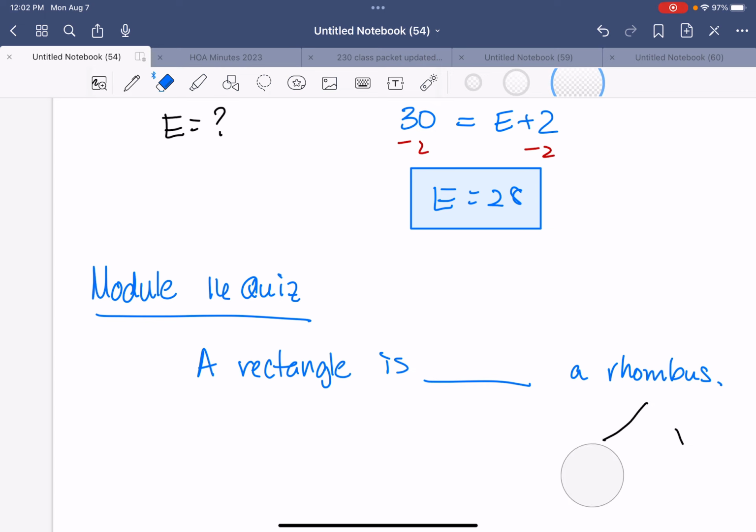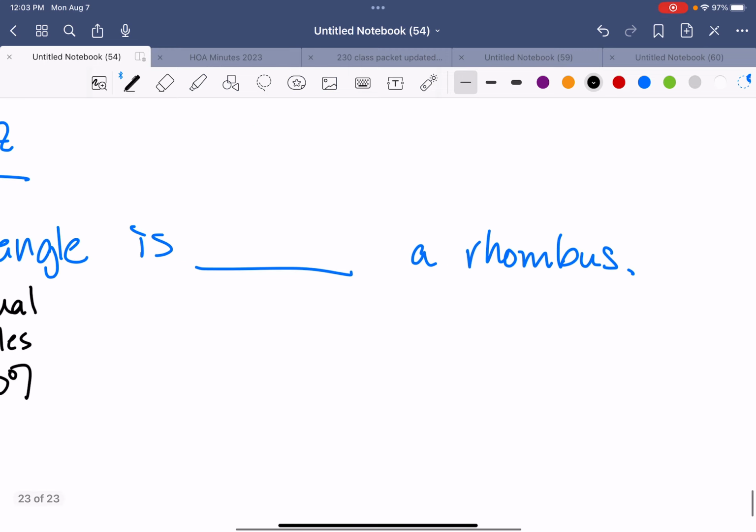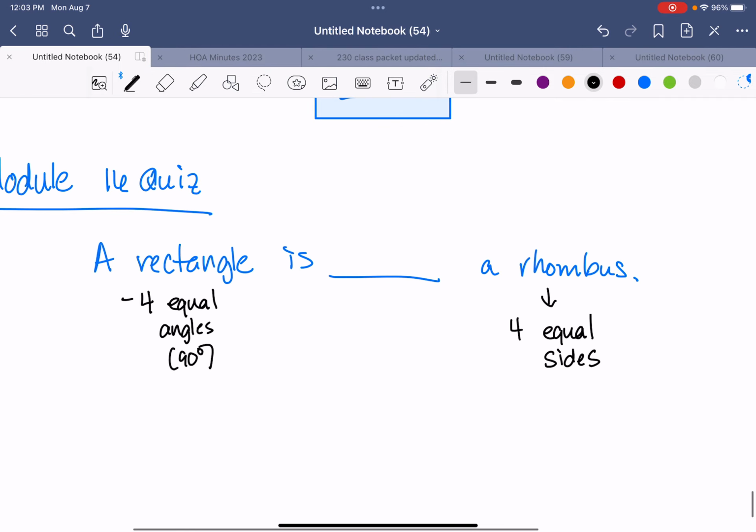What we want to do is think about the names of these as a set of criteria. So to be a rectangle, you have to have 4 equal angles, right? And because it has to add to 360, these all have to be 90 degrees. So you have to have 4 90-degree angles to be a rectangle. As long as you do, then you can call yourself a rectangle, right? To be a rhombus, you have to have 4 equal sides.